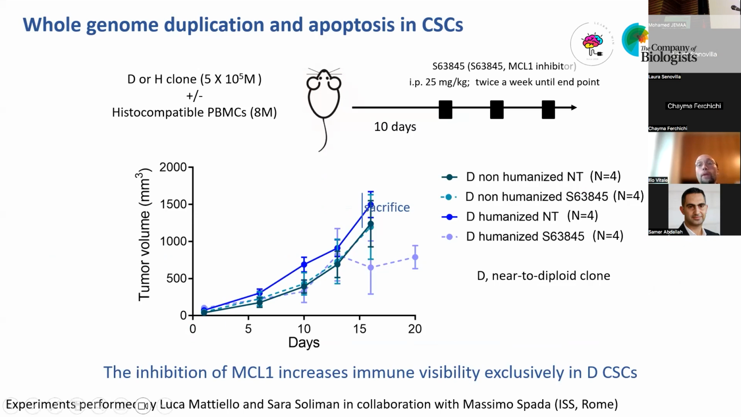So if you compare in this experiment, we xenografted humanized or immunodeficient mice, and then we treated them with this inhibitor. And as you can see, diploid cells treated with the MCL inhibitor decrease their growth only in humanized condition. I don't show you results, but in tetraploid condition, we observe no differences.